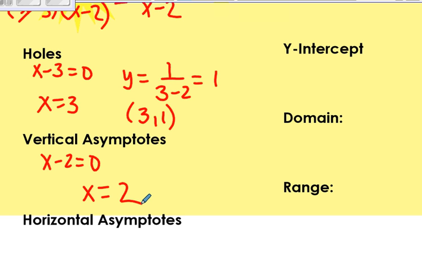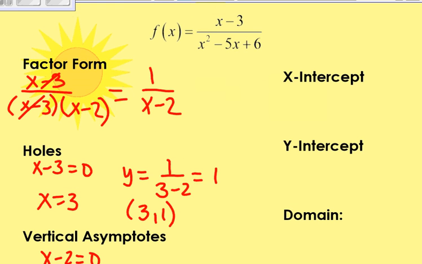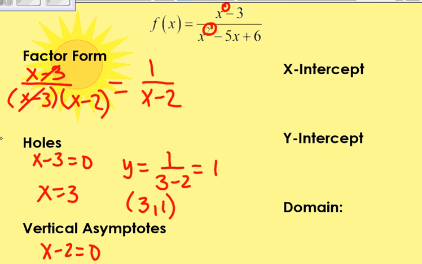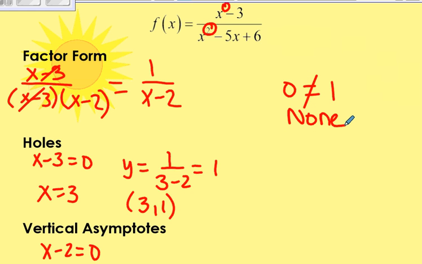For the horizontal, we're going to go back to the top. We're going to look at the powers. And if the powers are the same, we look at the coefficients. But here they're not. It's bigger on bottom, which is Bobo, which means that y is going to equal 0. X-intercept, we take the top and we set it equal to 0. In this case, it's just a 1, which we can't have, 0 equal to a 1. So there are no x-intercepts there.